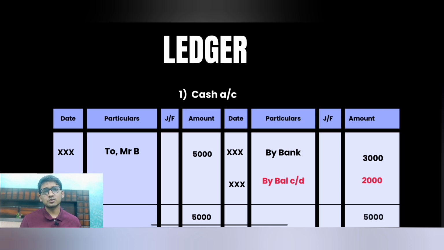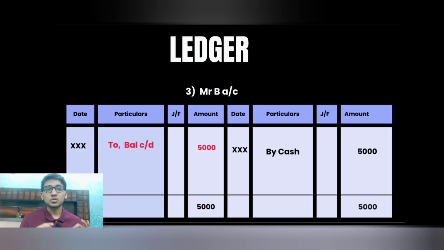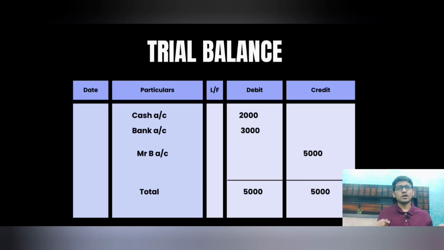Let's look into some examples of trial balance. Just a note, I'm using the same examples that I've used in my previous videos, so you can check them out. I put the link down below in the description. So remember what the trial balance states: it is the summary of all the adjusted ledger entries. In the cash account we have the adjusted ledger entry of 2000, highlighted in red. In the bank account we have 3000, and the Mr. B account is 5000. So these three are our adjusted ledger entries that we have to record in the trial balance. After putting in all the adjusted ledger entries, this is how our trial balance looks.